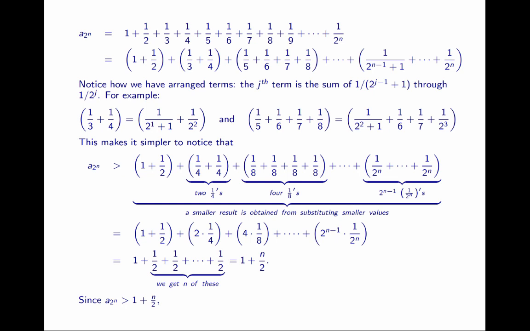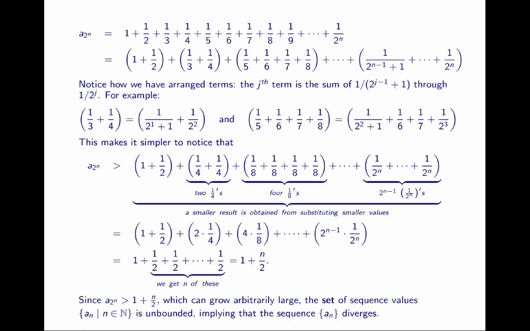So since A sub 2 to the n is greater than 1 plus half of n, but 1 plus half of n grows arbitrarily large, 1 plus n over 2 can be as large as I want it to be. That means the set of sequence values, all sequence entries, including these, is unbounded, because there's no way that I can bound this term. It grows arbitrarily large. Half of n plus 1 can be as big as I want it to be. So my set of values is unbounded. So using this theorem, the fact that my set of values is unbounded implies that the sequence An, that is the harmonic series, diverges.